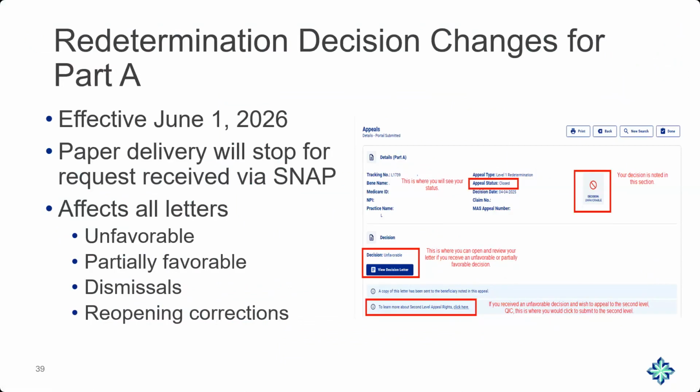Now, the last bit of information I need to give you applies to Part A redetermination requests. Effective June 1st of this year, our appeals department is going to stop mailing paper letters for redetermination requests that have been submitted through the portal. This affects all letters. I put a little list here on this slide. Now I have included on this slide the appeals detail screen, and I've highlighted the areas where you can find the status of your appeal, where you can find the decision, and where you can locate the decision letter.